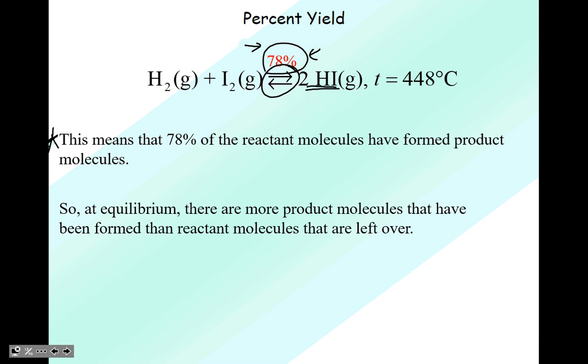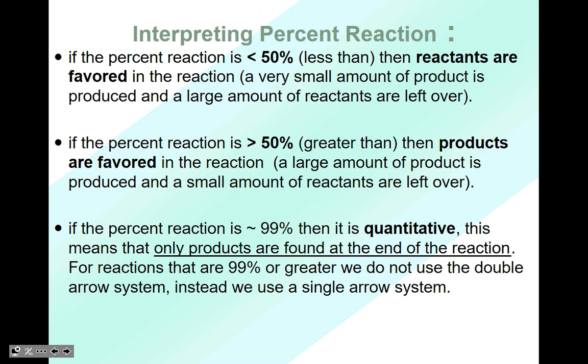So at equilibrium, there are more product molecules that have been formed than reactant molecules that are left over. That's okay. And that changes depending on what you're looking at. So let's interpret percent reaction. If the percent reaction is less than 50%, this is just a different way to articulate that reactants are favored. This is a really important word, because now with equilibrium we use the word favored. What's being favored, the products or the reactants? If the little number above the two arrows is less than 50%, then the reactants are being favored. There's always going to be more reactants than products.